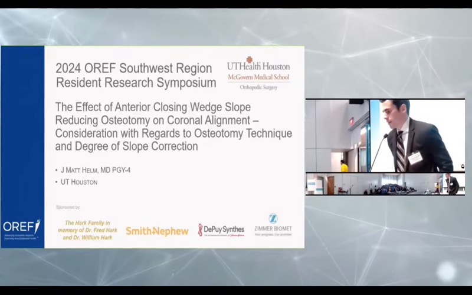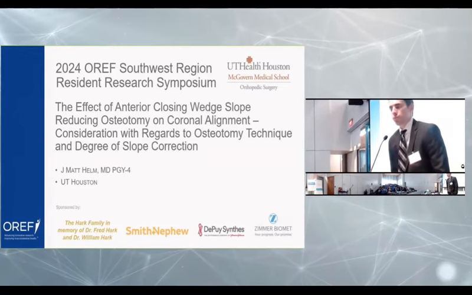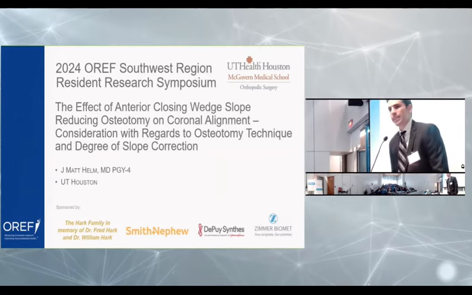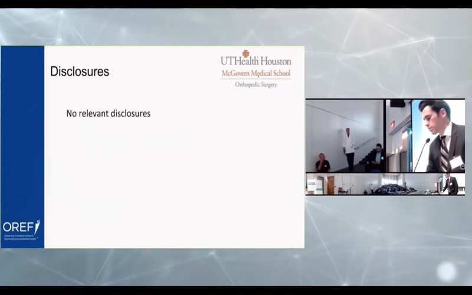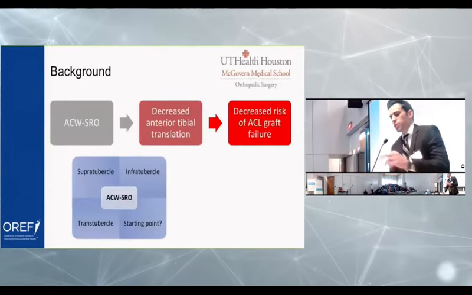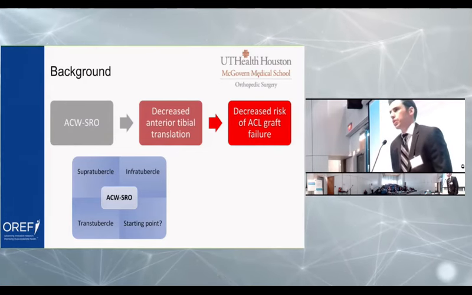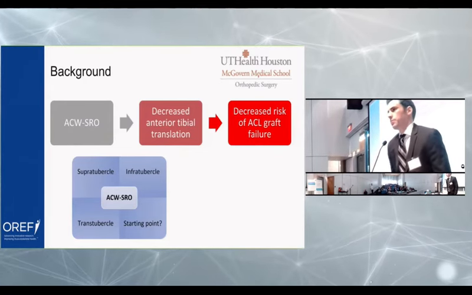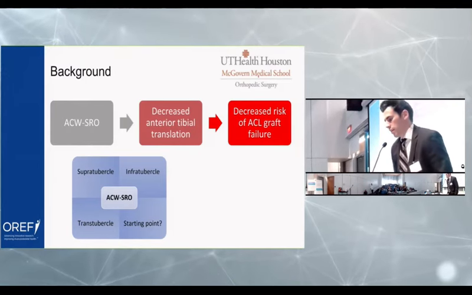Today I'm going to talk to you a little bit about anterior closing wedge slope-reducing osteotomies, considerations with regards to osteotomy technique and degree of slope correction. No relevant disclosures. So slope-reducing osteotomy has been well validated in the literature to decrease anterior tibial translation and thus decrease the forces seen by ACL grafts.